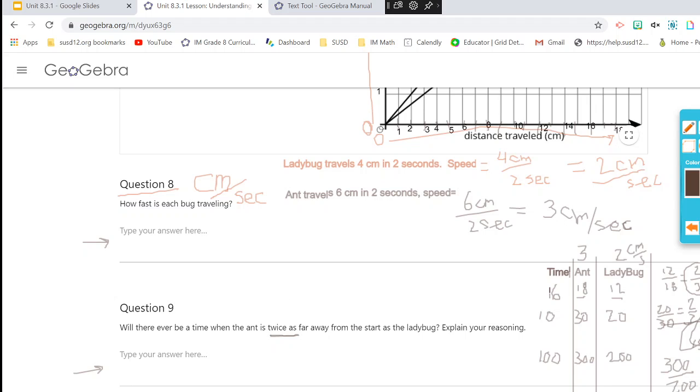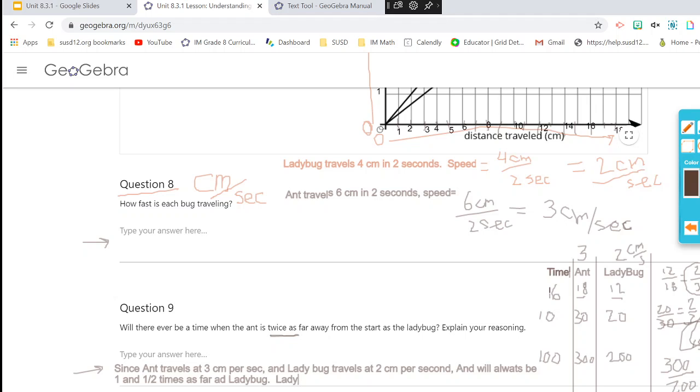Let me help you explain this answer because it's a little difficult to think about, isn't it? So let's just type this in together. I'll help you. Since ant travels at 3 centimeters per second and ladybug travels at 2 centimeters per second, ant will always be 1.5 times as far as ladybug. And ladybug will always be 2/3 as far as ant.